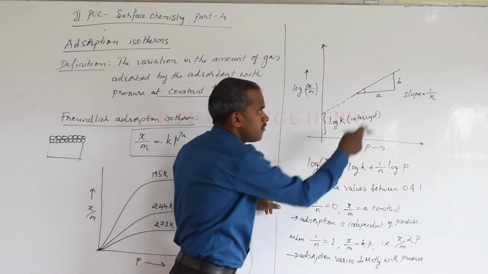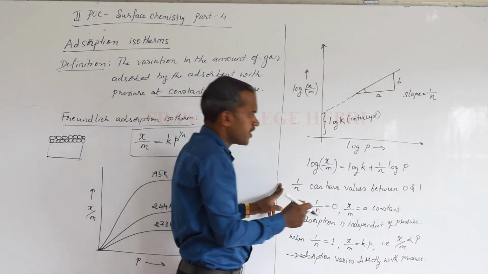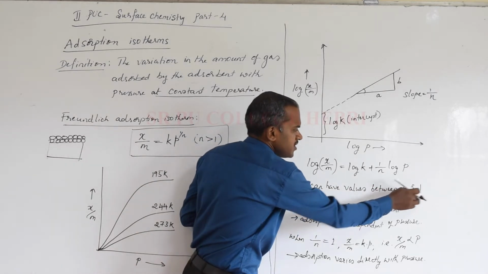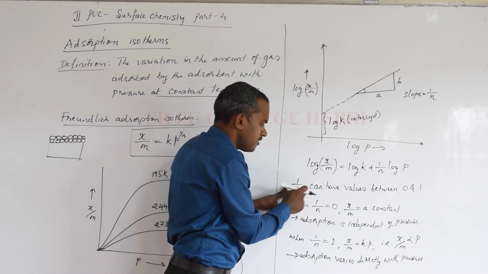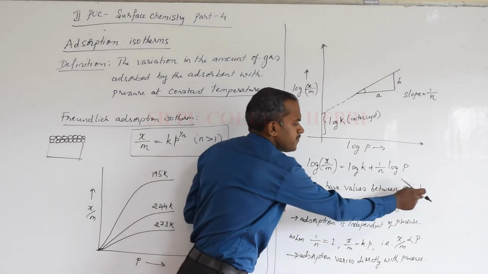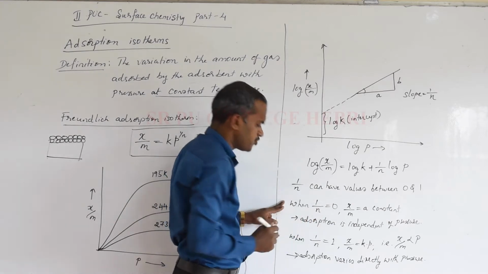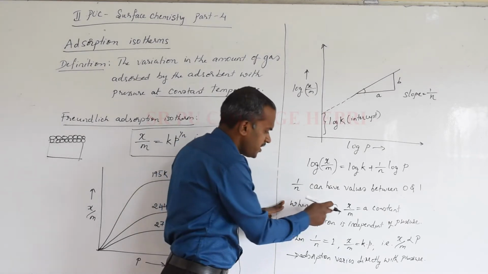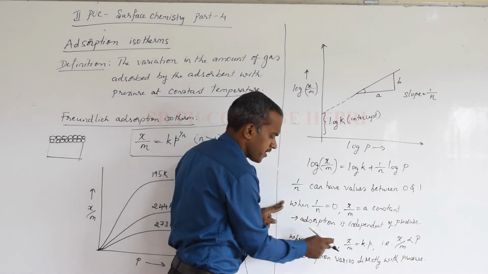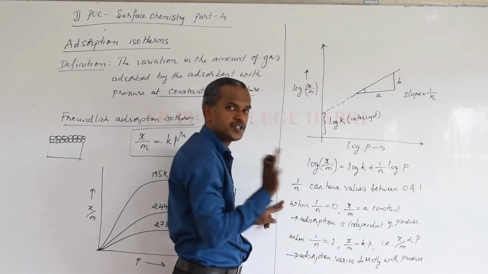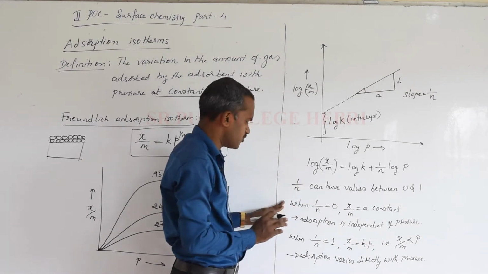I told you the value of n should be greater than 0, or we can consider it is between 0 and 1. Remember here, the values of 1 by n can be between 0 and 1. Now the two conditions you have to think. When it is the lower limit, that is 0, what happens? Or when the value of 1 by n becomes equal to 1, what happens? These are the two things you have to remember. Again, it can be asked for 1 mark even in the competitive exam also.